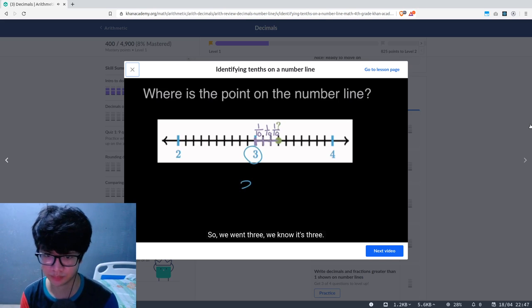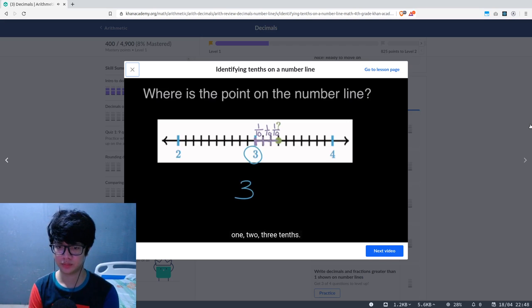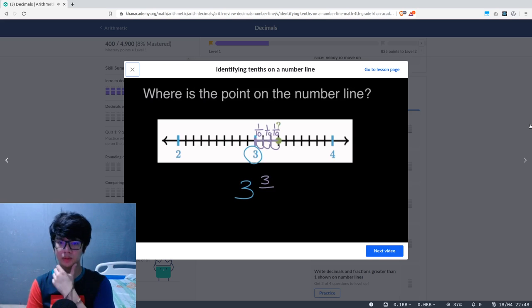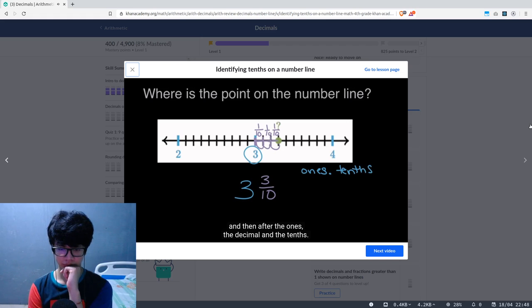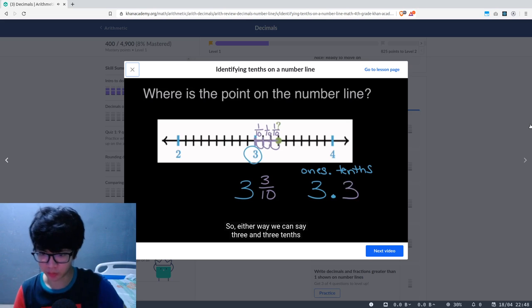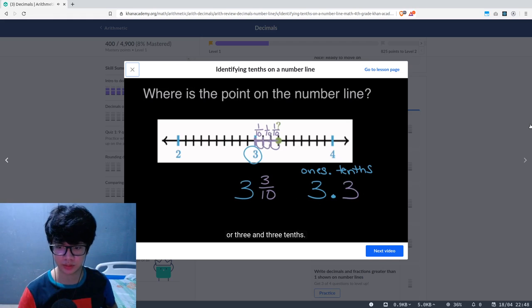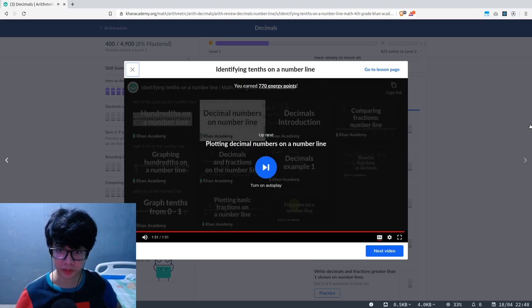So we know it's 3, plus 1, 2, 3/10. 3 and 3/10. Let's look at it as a decimal, 3.3. We have our ones place value, then the decimal and the tenths. For the ones, there are 3 ones. And how many tenths did we see? There were 3/10. So either way, we can say 3 and 3/10. Our point is 3.3 on the number line.